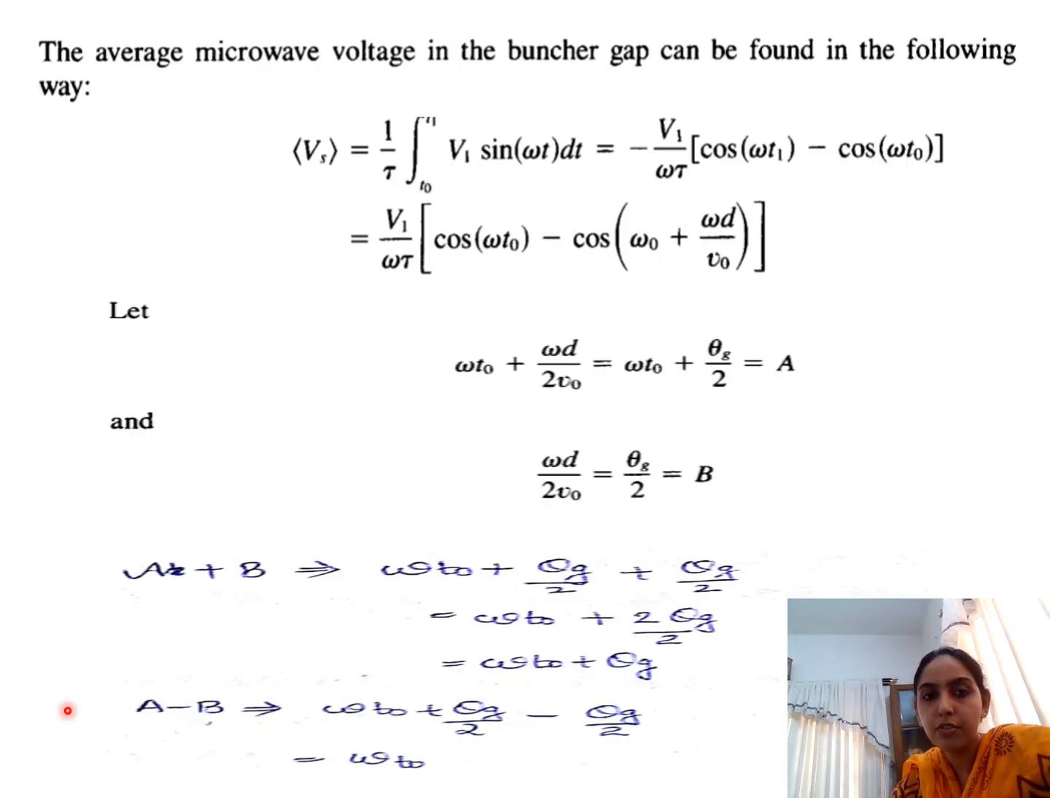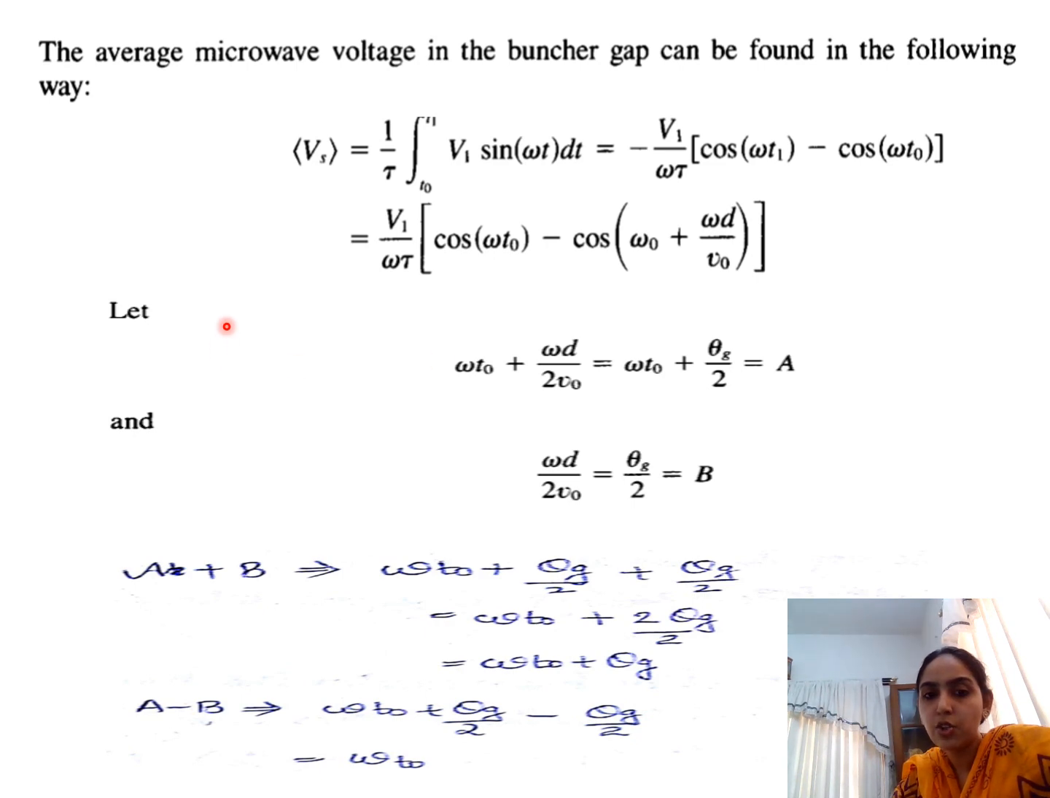Now we have written the expression for the microwave voltage in the buncher gap. To find the average microwave voltage in the buncher gap, we have to integrate the expression with respect to the transit time, that is tau, which is the difference between the arrival of the electrons in the buncher gap and the leaving of the electrons from the buncher gap. So tau is t1 minus t0, and we integrate the voltage with respect to this tau. The average microwave voltage in the buncher gap can be found as 1 by tau, integral t0 to t1, V1 sin omega t dt. Now we know how to integrate this, and after integrating we get the result as such.